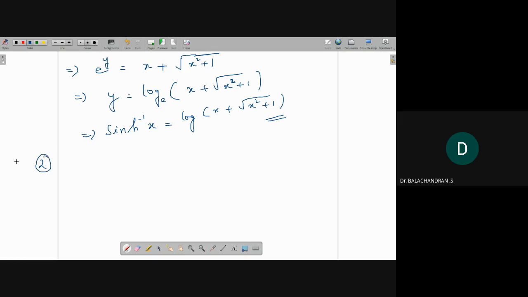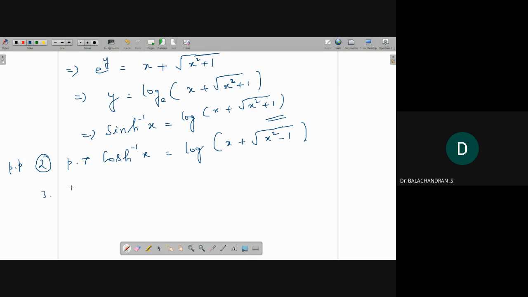Okay. So I just gave you a practice problem. Prove that cosh inverse of x equal to log of x plus root of x squared minus 1. Once you prove this, you can use this result. Okay. So next, the third one.